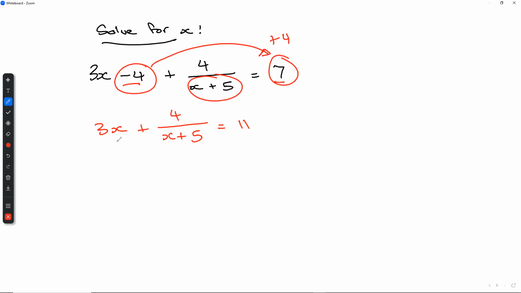And so from here now, I'm going to take 3x and multiply it by x plus 5, because that's going to be my common denominator. I can see 3x as a fraction like this, 11 as a fraction like this. And I actually want to multiply the top and the bottom by x plus 5.